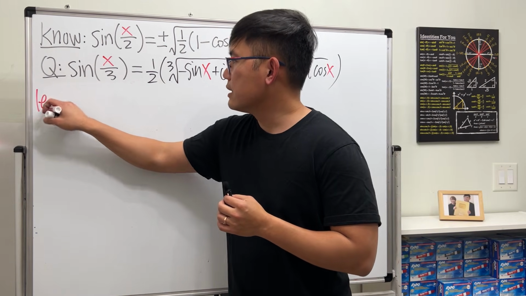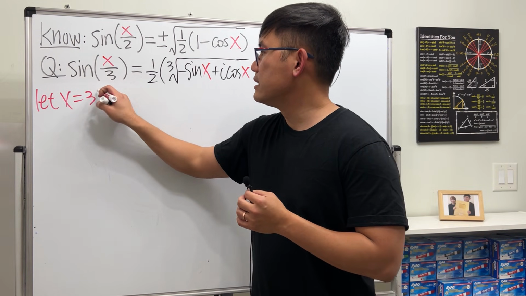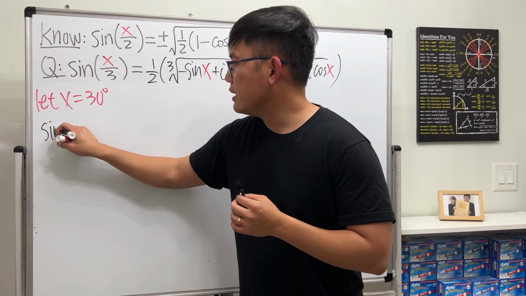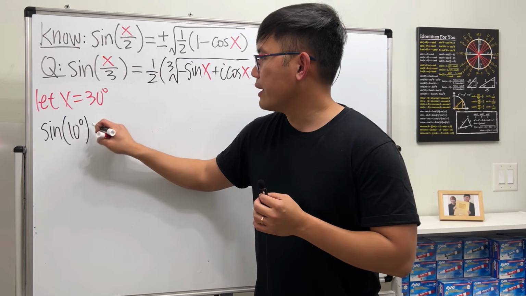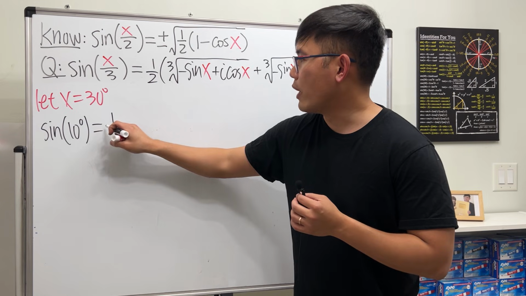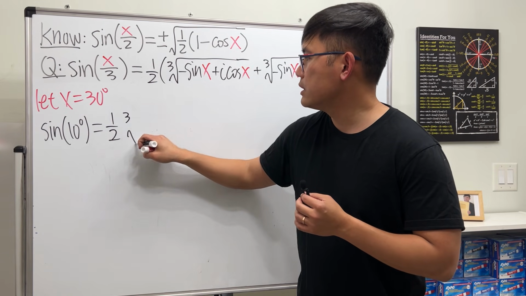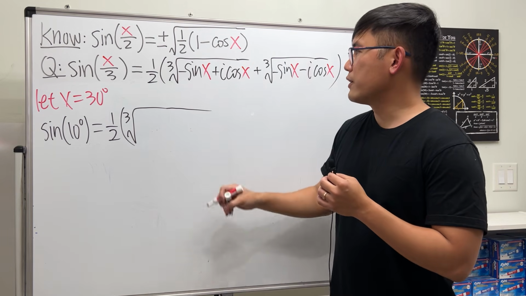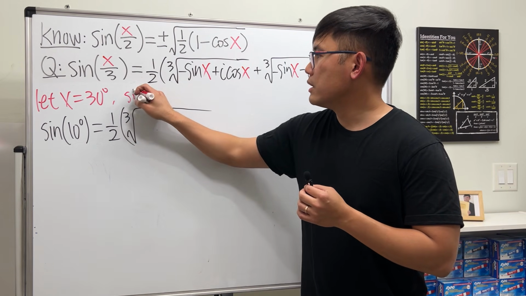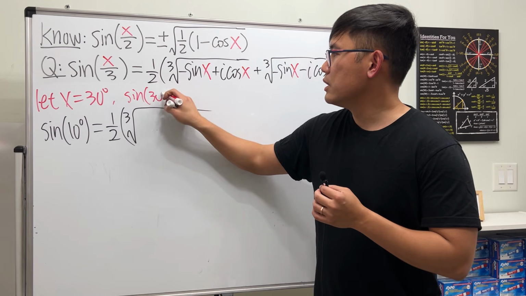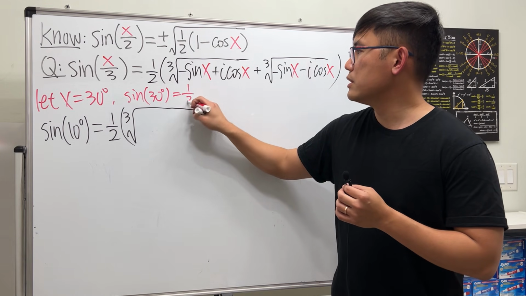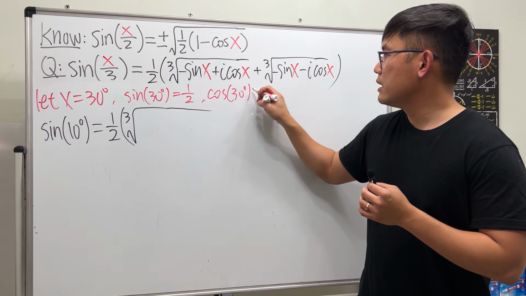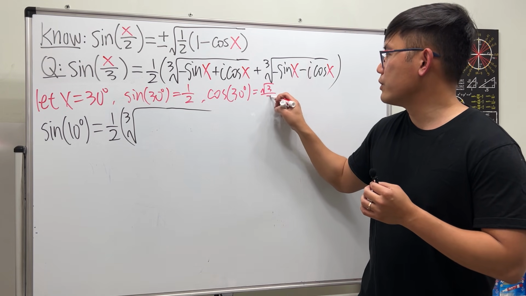We are going to let x equal 30 degrees. So that right here, we get sine of 10 degrees. And that's going to be 1/2 and then the cube root. And here's the thing, let me just write this down for you real quick. Remember, sine of 30 degrees, you can refer to your triangle. This is 1/2. And then cosine of 30 degrees is equal to square root of 3 over 2.